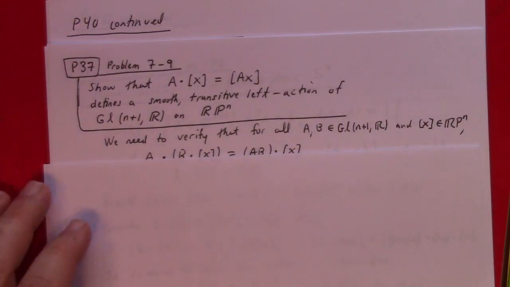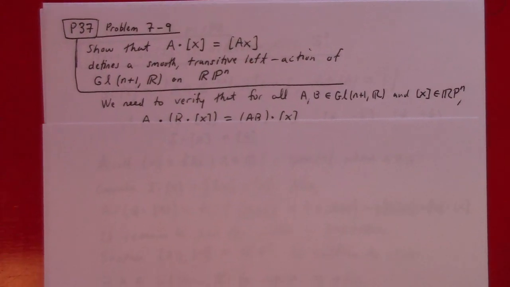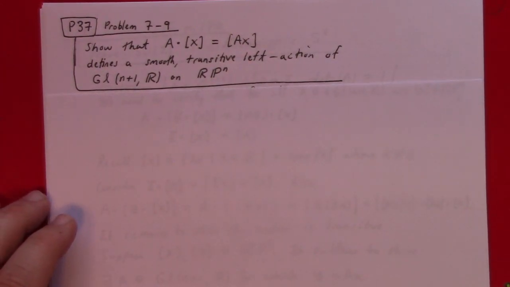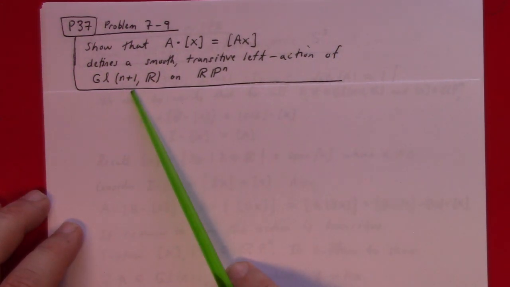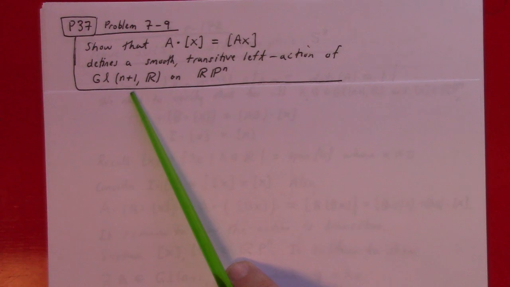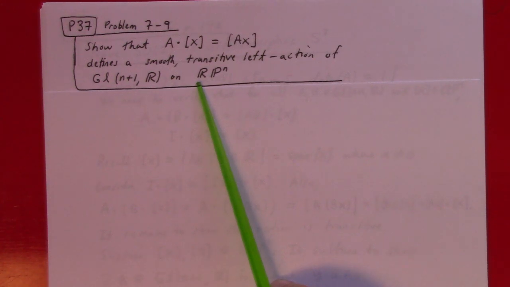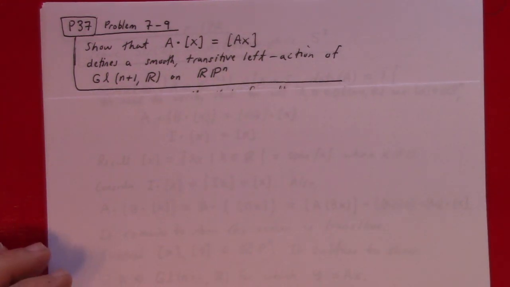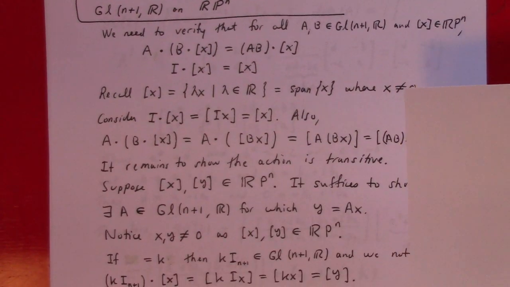Now, excuse me. So here we go, problem number 37. We're supposed to show that this defines a smooth transitive left action of invertible n+1 matrices on real projective n space, RP^n. I won't even deal with the smoothness. You can prove the smoothness if you want, I'm not going to worry about that. I'm just going to focus on the axioms for the group action.